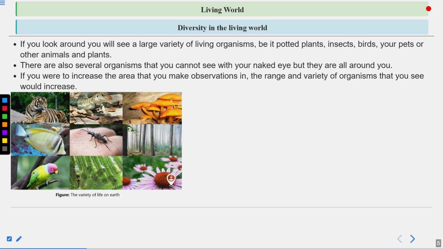So here you can see in this image, this is showing you the variety of life on the earth. You can see you have these tigers, so you have mammals also, you have fungi which are mushrooms, you have reptiles, you have insects which belong to the phylum Arthropoda, then you have aquatic life, you have birds, different kinds of trees, different kinds of plants, then you have aquatic plants also, and these large trees known as sequoia. Okay, so the variety of life on earth is amazing.